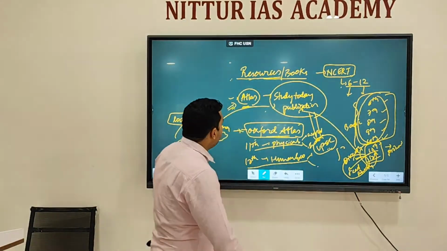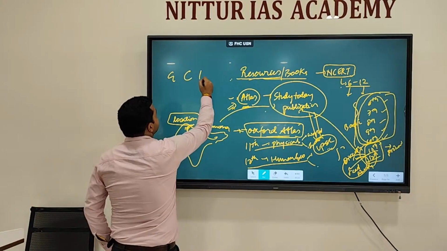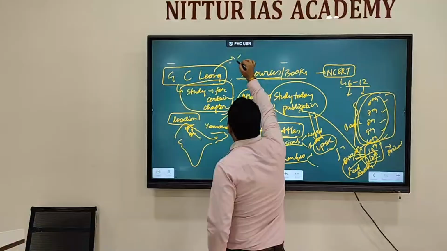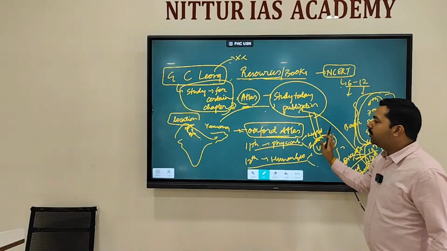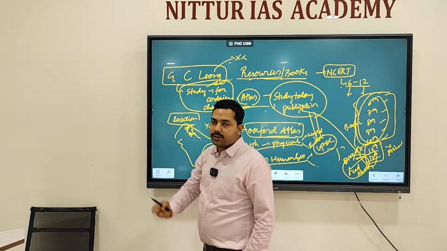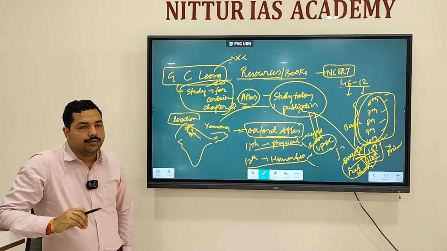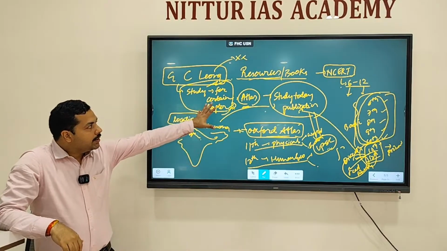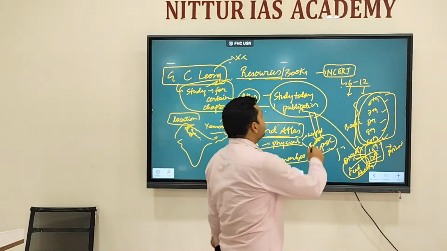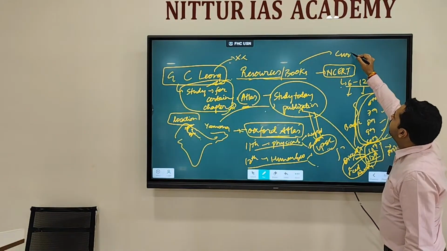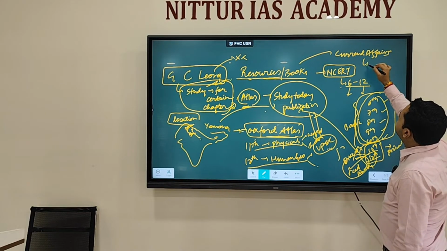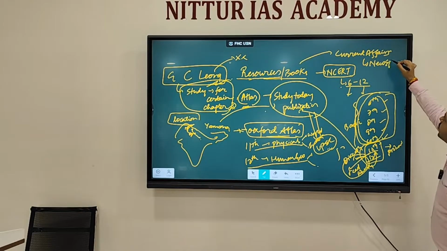Clear? And there is another book, which is called GC Leong. After we are done with certain topics, I'll tell you, then you can refer to this particular book for certain topics. Clear? Now these are your sources, these should be your primary sources. Along with that, current affairs, as we discussed, is important. So refer to any newspaper for covering the current affairs aspect.